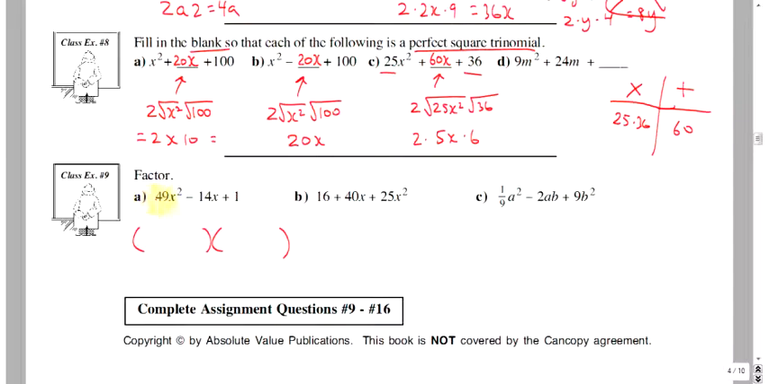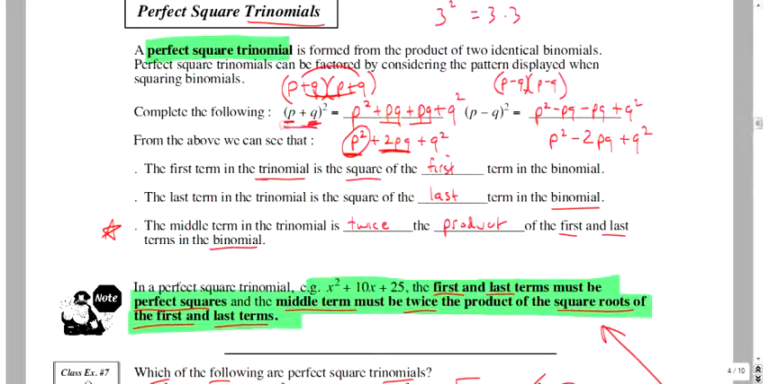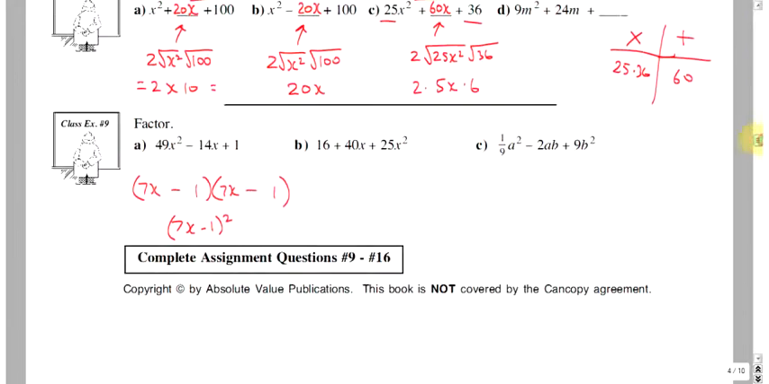What's the square root of 49x squared? What's the square root of 1? Okay, this is a minus, so that has to be a minus, that has to be a minus. It's factored. And if you want to write it like this, you can. Okay? Remember the guys we started with? This thing squared. Perfect square trinomial. So they can all be written like that.